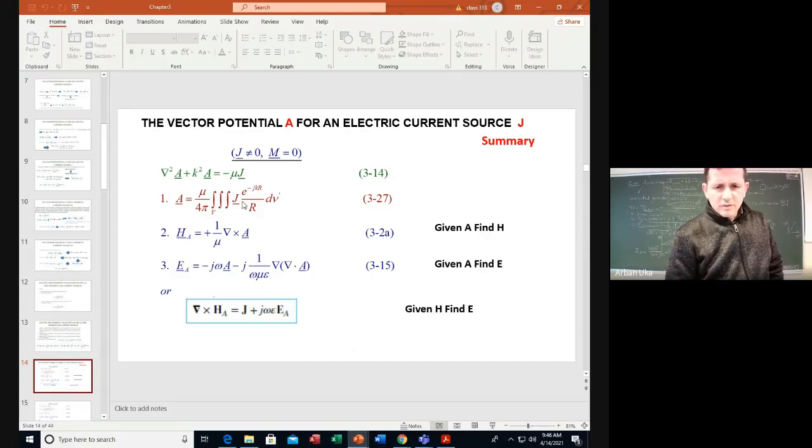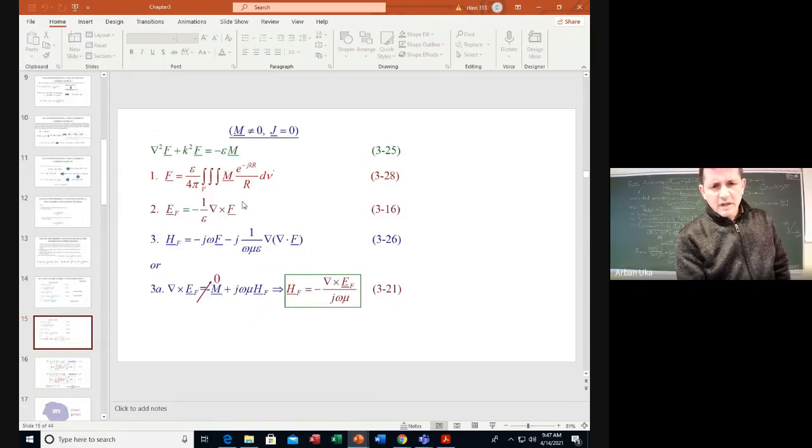Now, there is another approach, where we are given H, and we can try to find E using this equation at the bottom. But if we want to find the electric field using this equation, which is related through the curl of H, we have to consider the current density equal to 0.